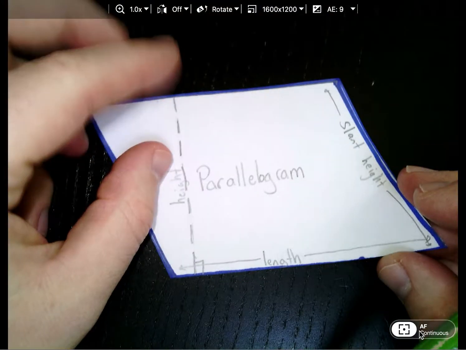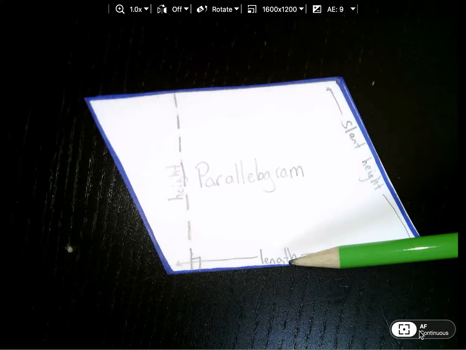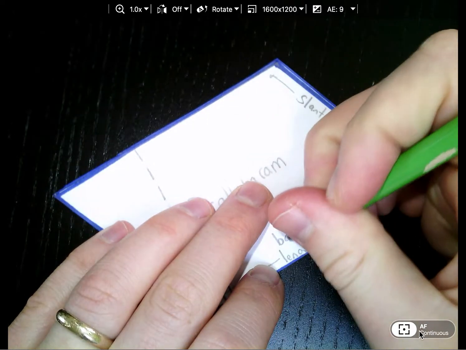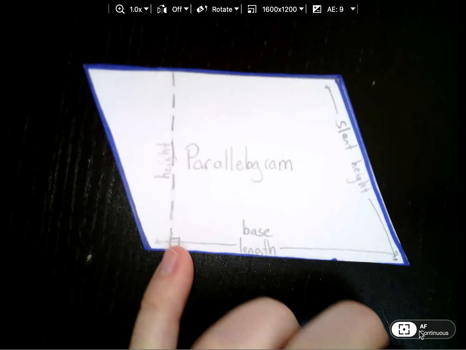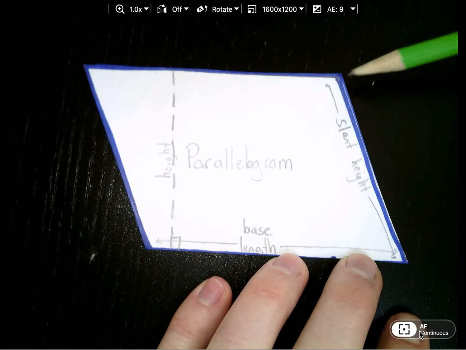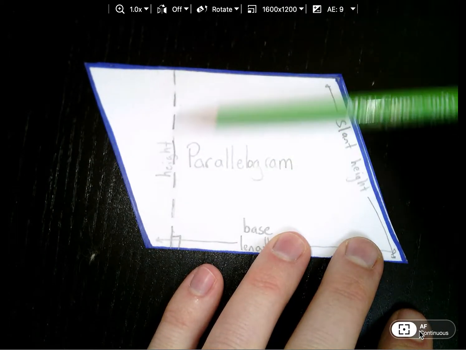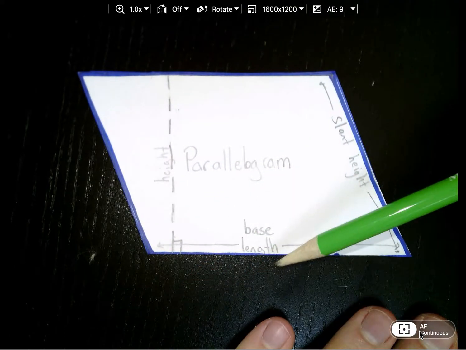So the next one we're going to talk about is our parallelogram. We have 3 pieces of a parallelogram. We have the length, which is sometimes called the base. And then we have 2 different heights. We have the slant height, which goes alongside of a side. And then we have the actual height of the parallelogram, which is perpendicular to the length.